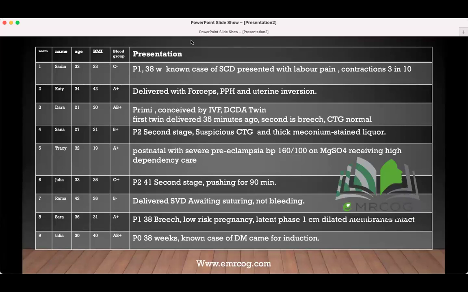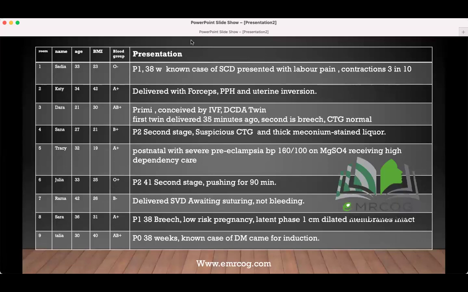My last case is Talia, a 38 weeks known case of diabetes mellitus. Here for the induction of labor, I would like to know the ultrasound for the estimated fetal weight, amount of liquor and her current glucose level.